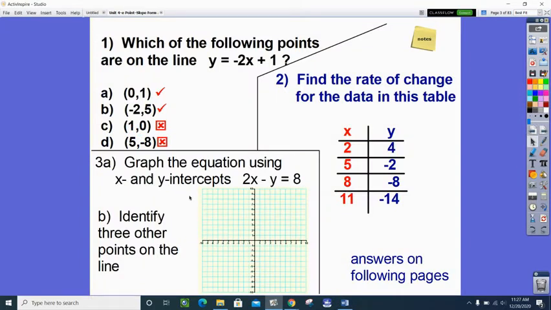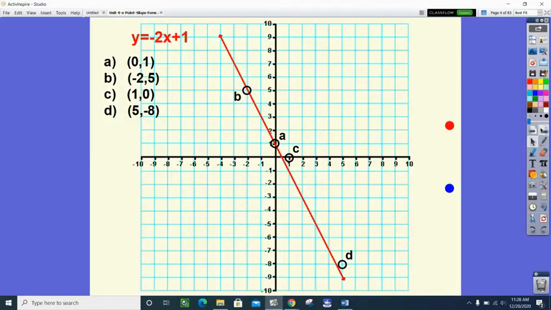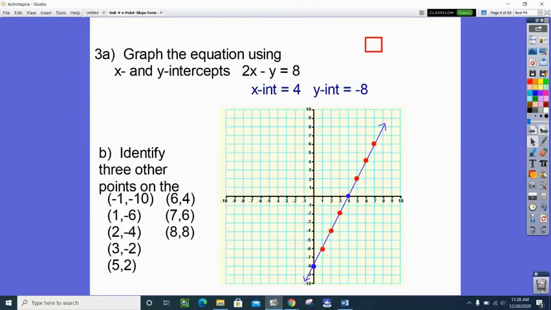All right, now you're going to graph the equation using the x and y intercepts. This was called standard form. So I'm going to ask you to do that. And then once you graph it, identify 3 other points on the line. Okay, so let's see how we did on that one. If I want the x-intercept, I can just cover that over, make it 0, divide by 2.